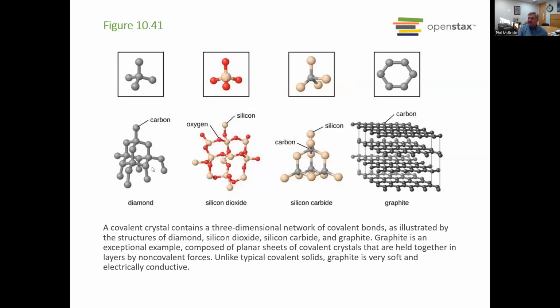And here's 4 different structures. We've got diamond, silicon dioxide, silicon carbide, and then graphite. You notice the graphite is like sheets of carbon placed on top of each other, which is why we use graphite in our pencils, because the layers slide off, which allows the layer to slide onto your paper, which allows you to write.